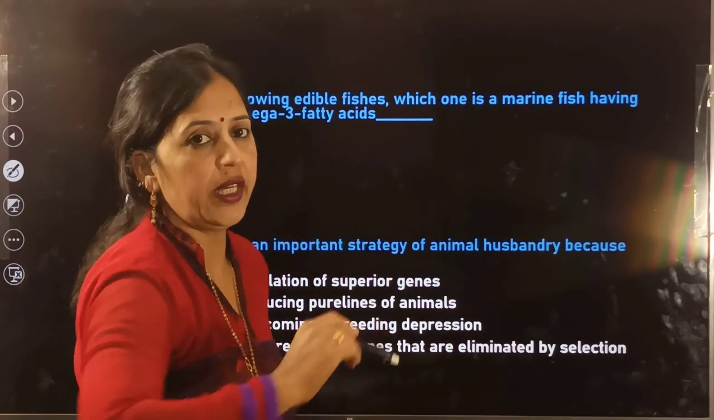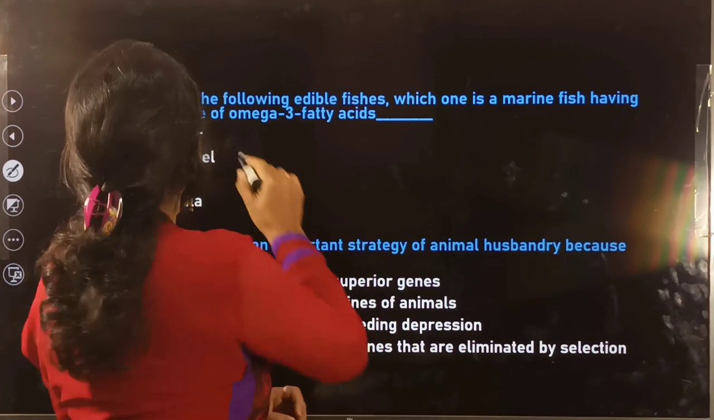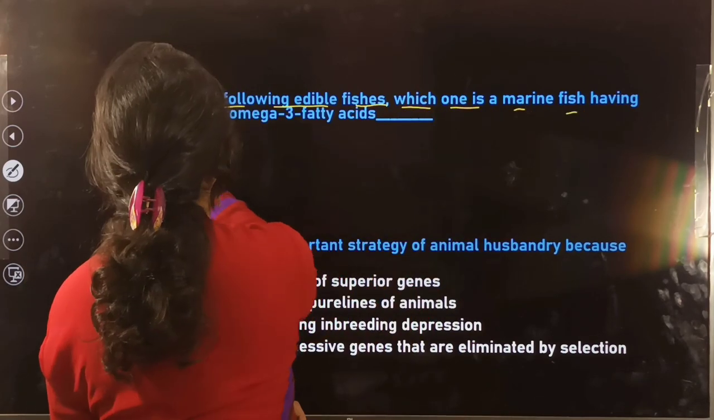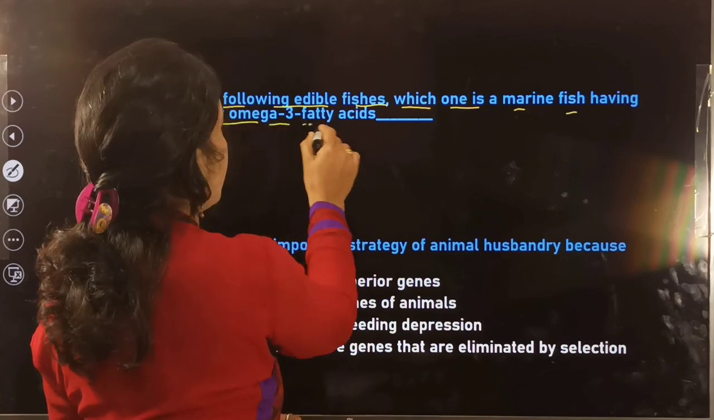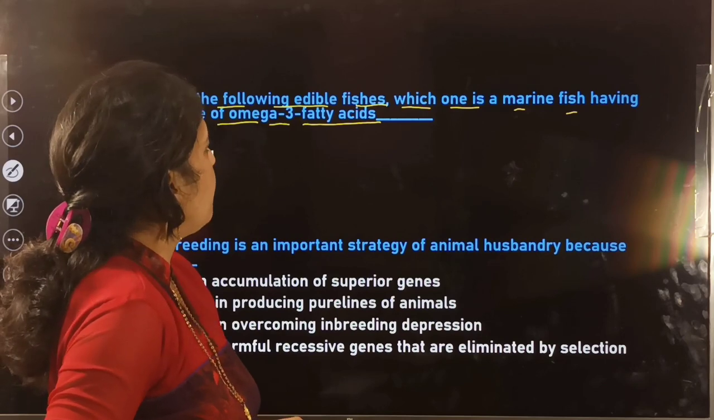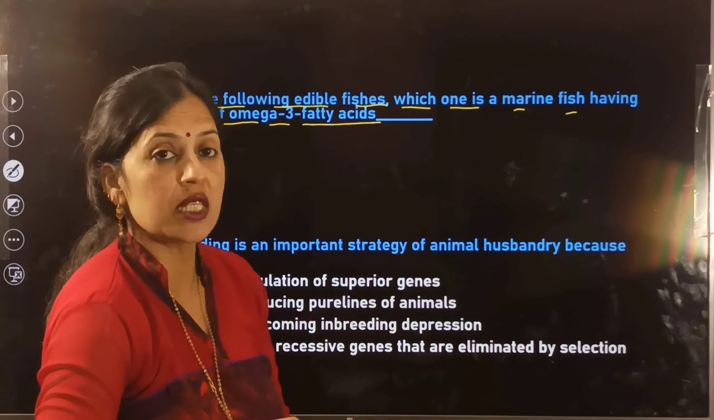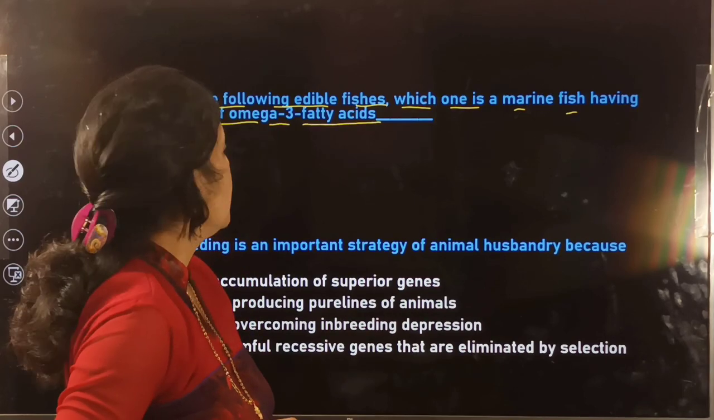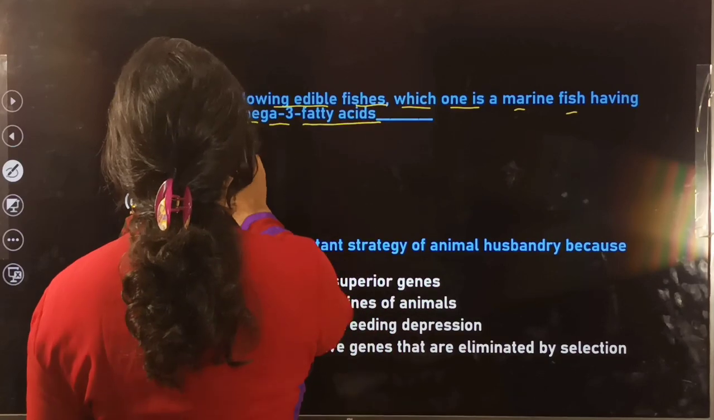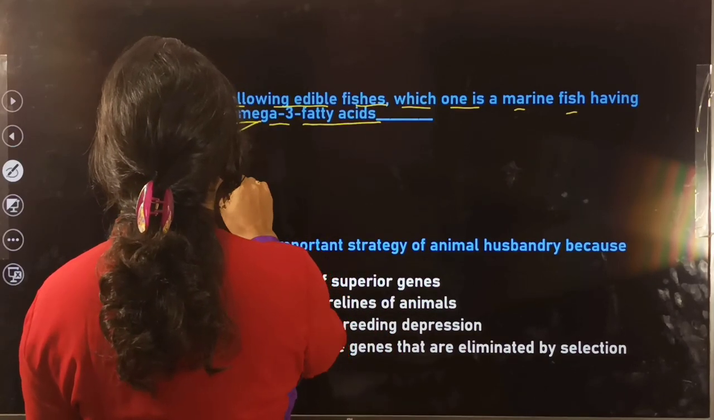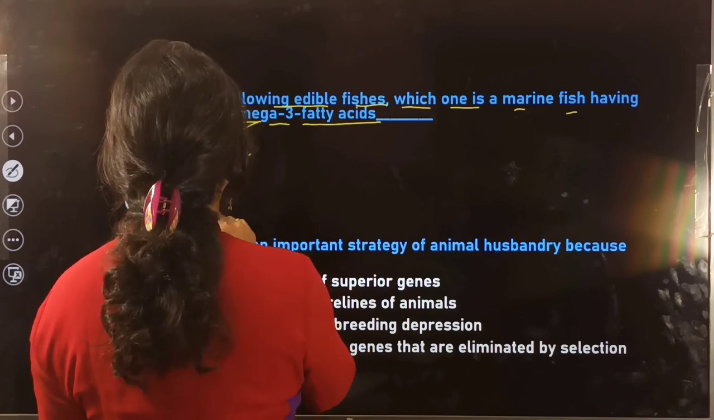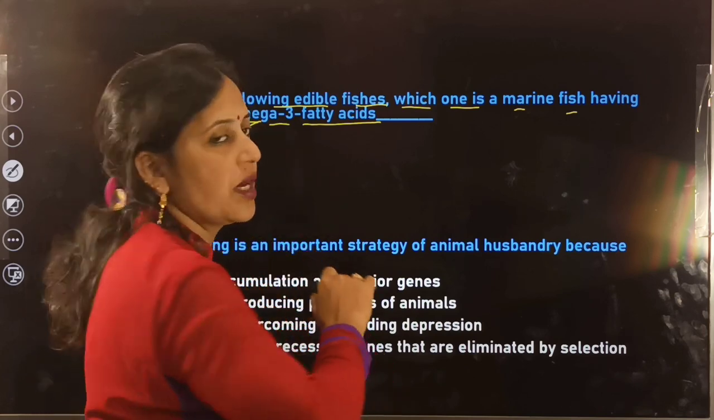Next is question number 3. Among the following edible fishes, which one is a marine fish having a rich source of omega 3 fatty acids? I repeat my question again. Options are: A, mangur; B, mackerel; C, mystus; and D, mrigal.